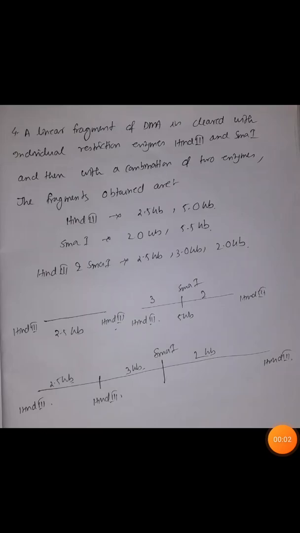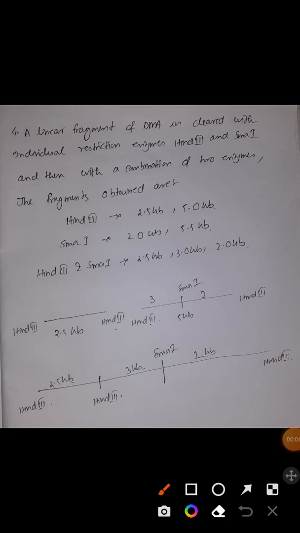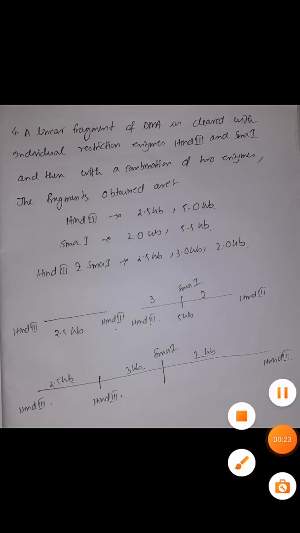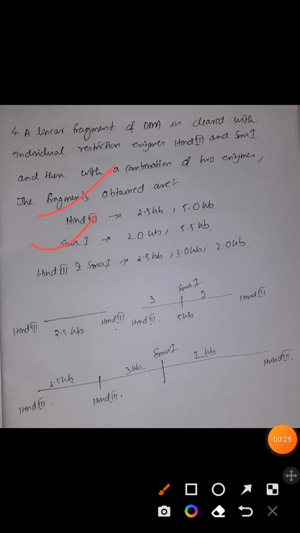Restriction mapping. Okay, so what they are telling us is that a linear fragment of the DNA is cut with individual restriction endonucleases HIN3 and SMA1, and then with a combination of the two enzymes. The fragments obtained are: HIN3, 2.5 kb and 5 kb; SMA1, 2 kb and 5.5 kb.